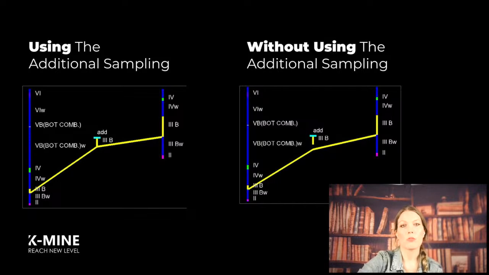In contrast, the right figure illustrates the bottom of guide seam 3B, the blue line, in the guide seam elevation mode without using the additional sampling field. Here, the thickness of guide seam 3B in the add drill hole is interpolated using the inverse distance method, relying on three adjacent drill holes. As a result, the calculated bottom of seam 3B is positioned 2.5 meters lower in the section.